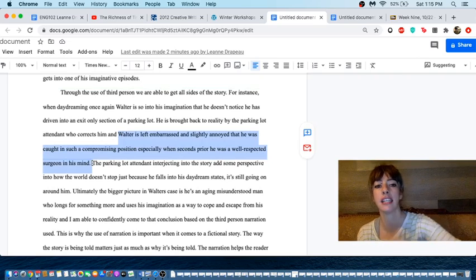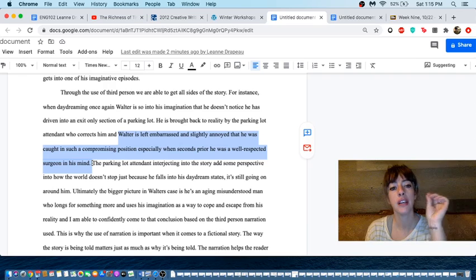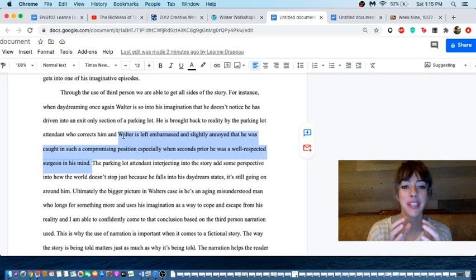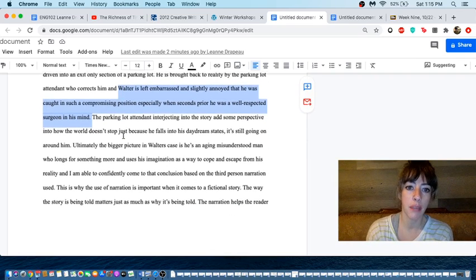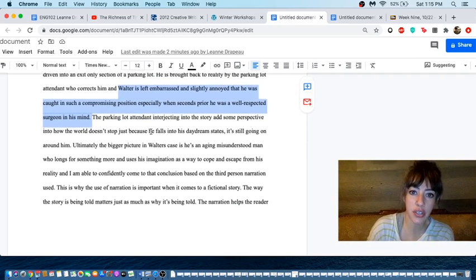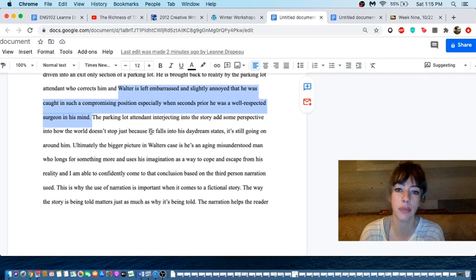Because the writer is telling us that Walter's embarrassed, right? What we need before this is a piece of evidence. That would enhance this essay 20-fold. Parking lot attendant interjecting into the story adds some perspective into how the world doesn't just stop because he falls into his daydream states. Again, now we're going into interpretation.